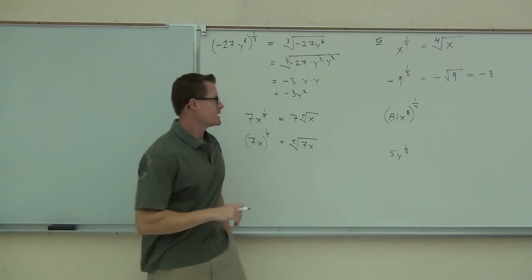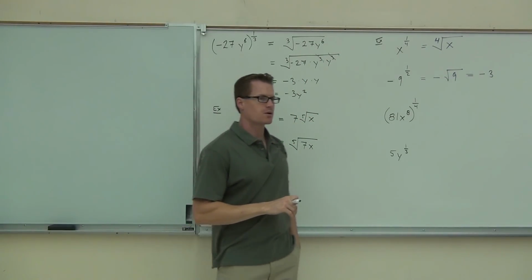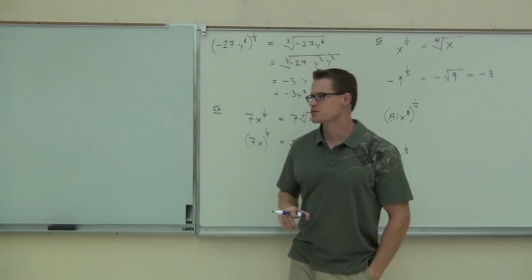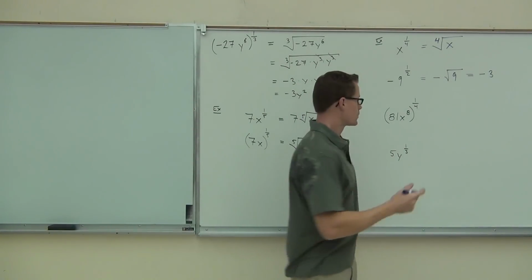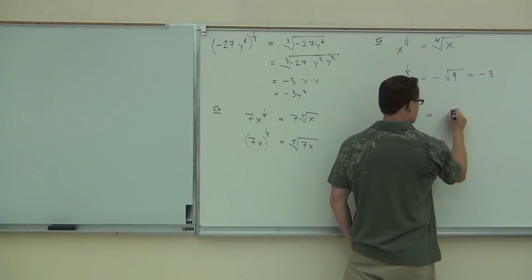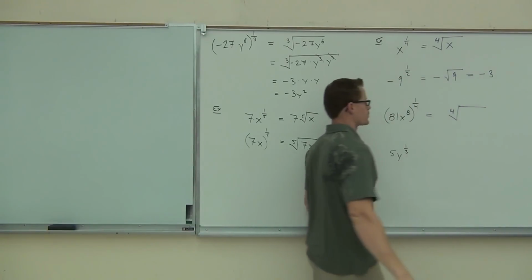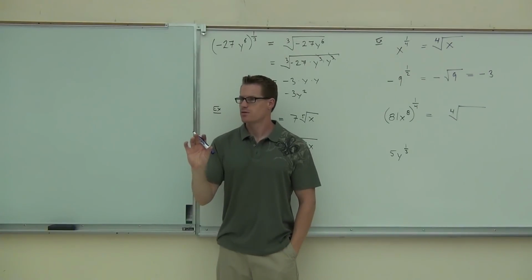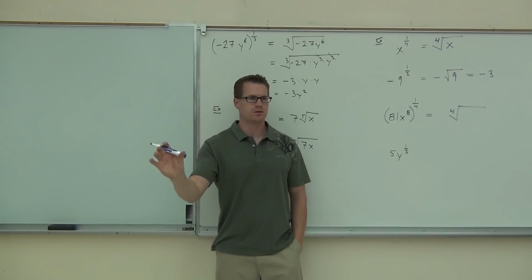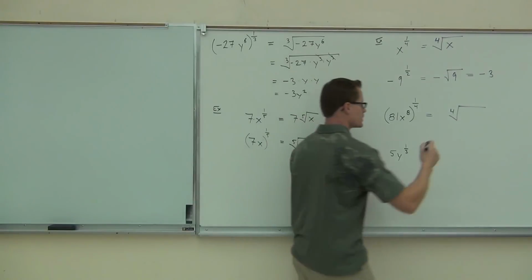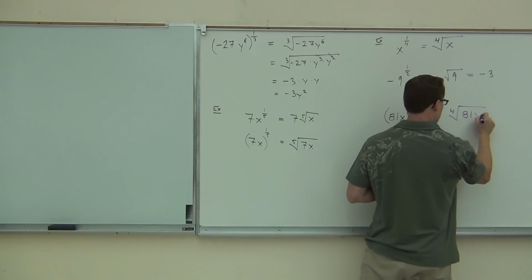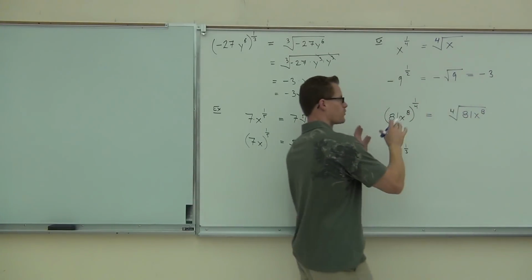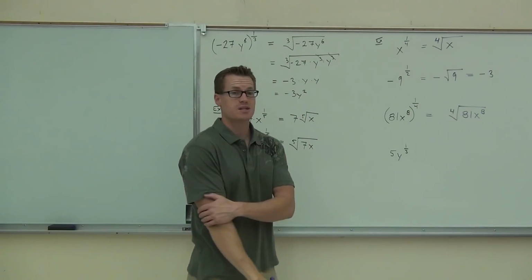Okay, next up, we have 81x to the 8th all to the 1/4 power. What type of root do we have here, ladies and gentlemen? 4th root, okay, so I know that I'm writing at least a 4 for the radical. Now the 81, is the 81 going to be on the inside of our radical or the outside of our radical? Inside. Definitely, it's in the parentheses. So we got 81 x to the 8th. We have a 4th root of 81x to the 8th. Let's try to simplify that.